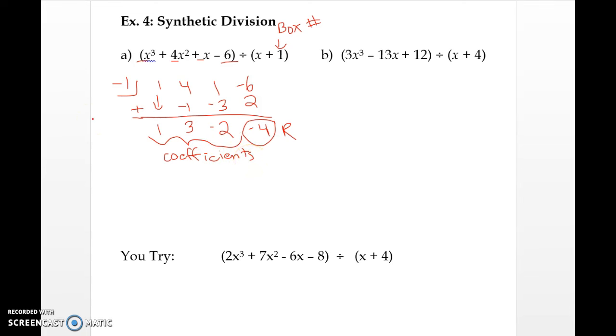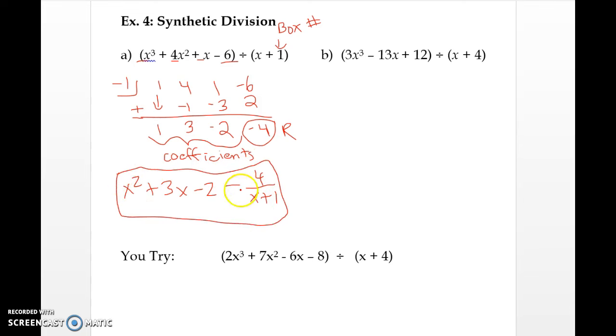When you divide, you're always taking a whole degree out. So we started with a cubic function. Now you're going to have a square function. So these are the coefficients for your square. And we have 1x squared plus 3x minus 2. Right? In a quadratic, we have square, single, constant, just like we have here. Your remainder, we do the same way. Remainder over what you divided by. So we can say plus -4, or we can say minus 4 over what we divided by, x plus 1. And again, if you want to write plus -4, it's the exact same thing as writing minus.